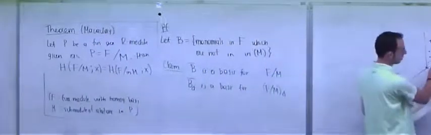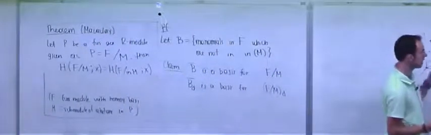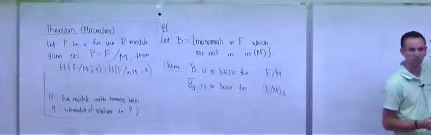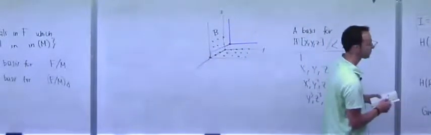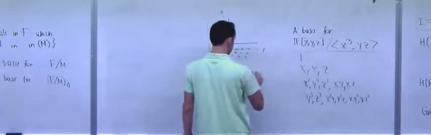What I'm saying is that these black dots over here are not only a basis for this guy, which I think is fairly clear, but they're also a basis for R mod I, which is maybe less clear. B is a basis for this guy, but also for this guy. That's what I'm claiming.